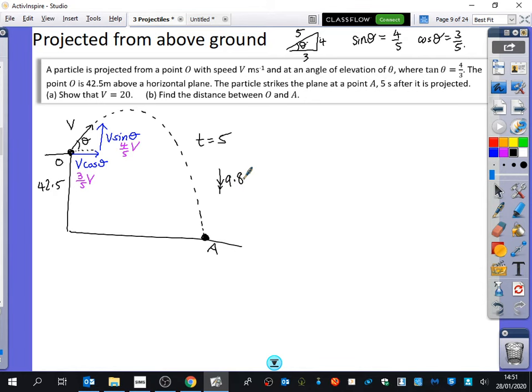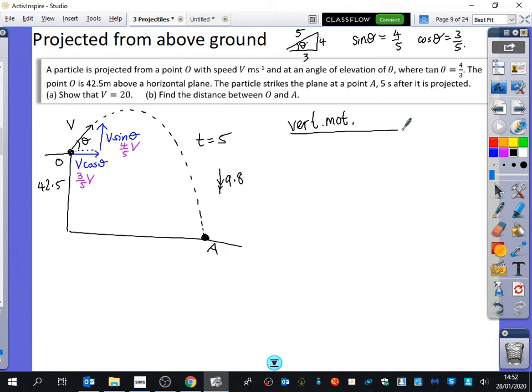What do we think might be the best thing to consider, the horizontal or the vertical? Vertical. Yeah, why? Because we've got the vertical distance. And we've got the acceleration and we've got the time. The only thing we don't have is the vertical speed, which we have here. So we can find out what v is. So we're going to start off and we're going to consider the vertical motion.